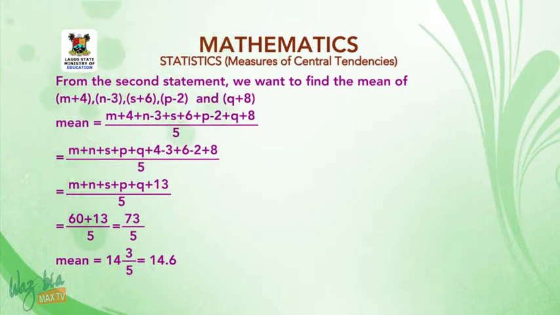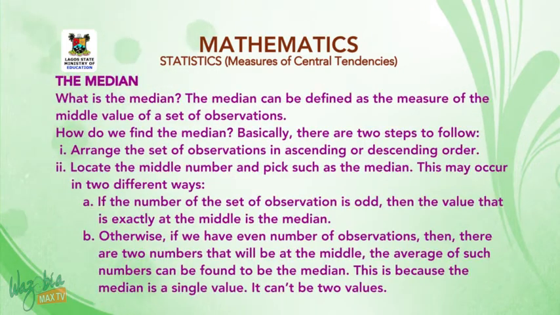So let's quickly move to the second example of measures of central tendency, and that is the median. So what is the median? The median can be defined as the measure of the middle value of a set of observations. So how do we find the median in a set of observations? There are basically two steps that you go through. Number one, arrange the set of observations in ascending or descending order. Then two, locate the middle number and pick such as the median.